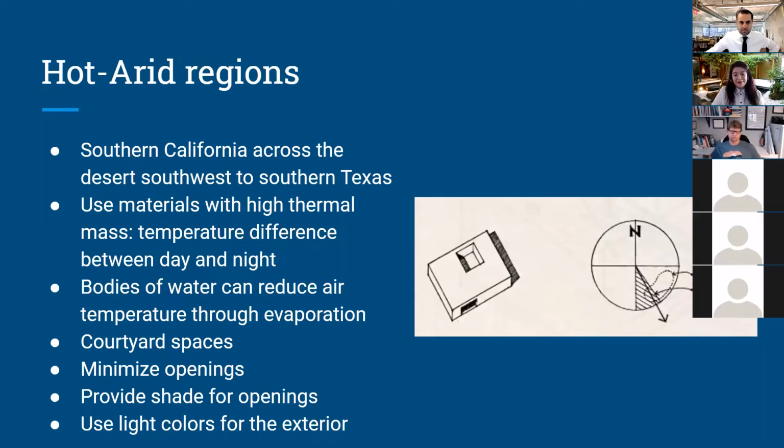Other solutions that help, like this building shape, are bodies of water. They can reduce the temperature through evaporation. So these bodies of water could be water fountains, pools, ponds. All these items help. You think about Palm Springs, a lot of houses and constructions have courtyards. So courtyard spaces help minimize openings. We don't want to allow more solar heat gain into the building. Provide shades for the openings. And again, use light colors for the exterior because the light colors reflect this light.